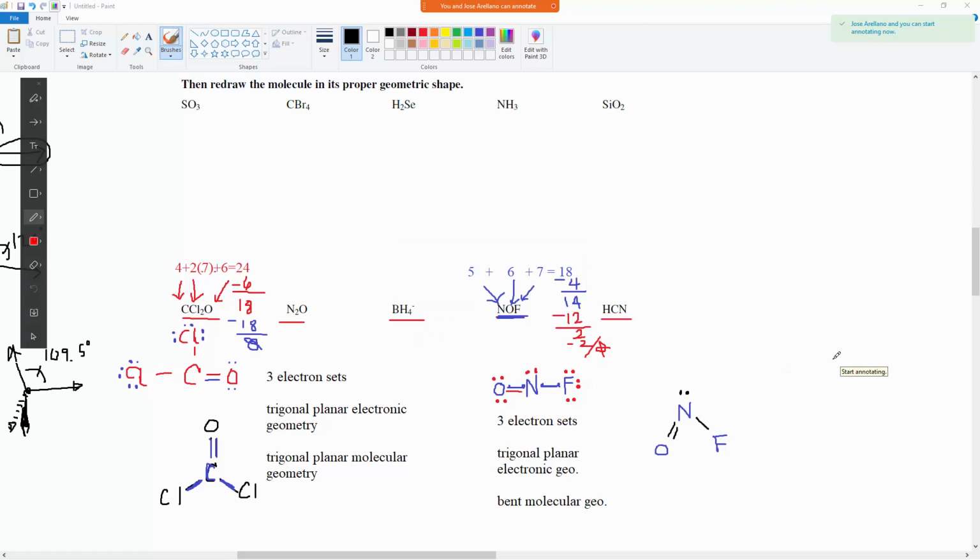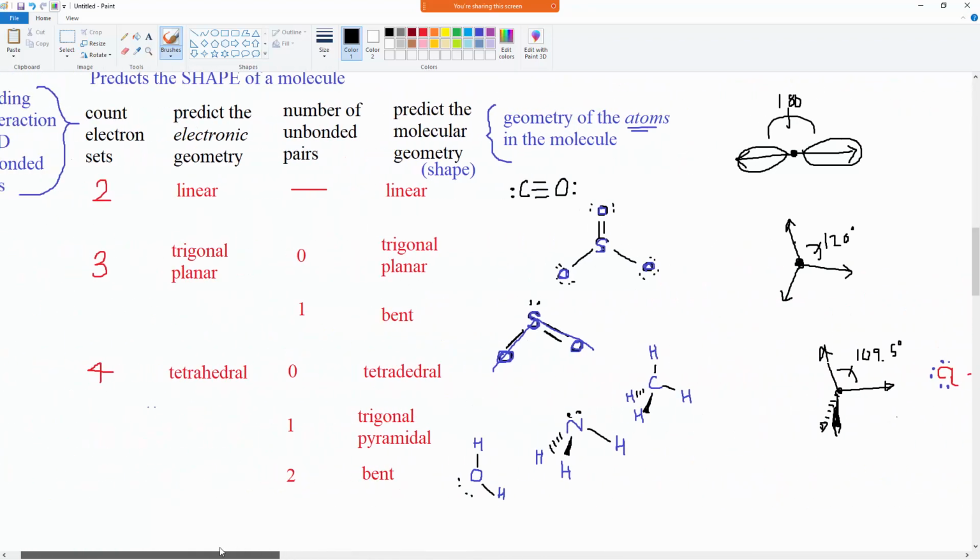Sarah asks, how do you differentiate between bent and bent? And I'm presuming that what you mean by that is, how do you differentiate between these two bents? You don't, you just call it bent. If I ask for the molecular geometry of either one of these, you should just call them bent. If I ask for the electronic geometry of either of these, of course, you'd call one of them trigonal planar, one of them tetrahedral. But otherwise, they're just bent.